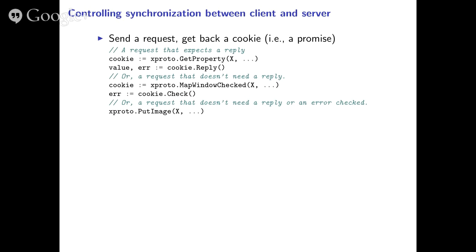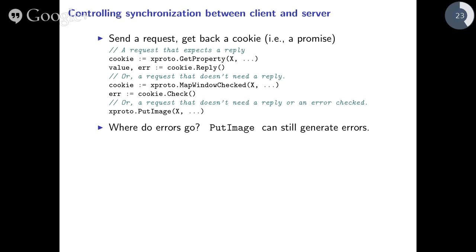Or a request that doesn't need a reply. So when you map a window, there's nothing the X server can tell you about a successful operation other than the fact that it was successful. But as a programmer, I care if the window is able to be mapped. So I want to spend the round trip and ask for the window to be mapped, and I want to check to make sure that it was successful. So this will block and wait for X to either return an error or success. And then finally, as you also saw before, a request that doesn't need a reply or an error check. And that would be put image.